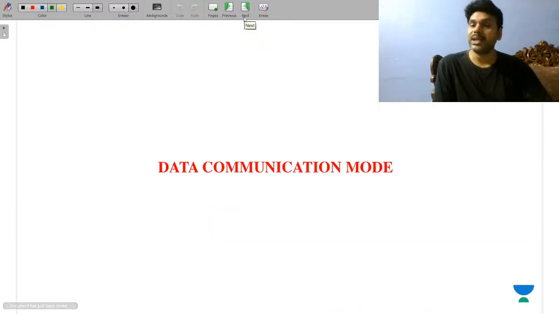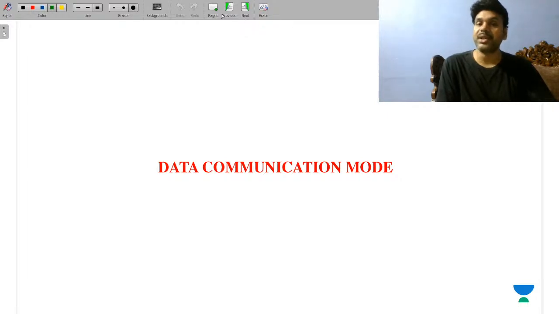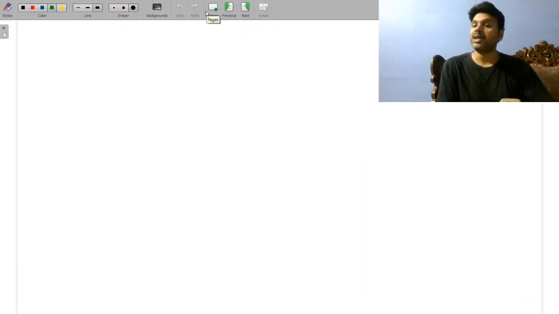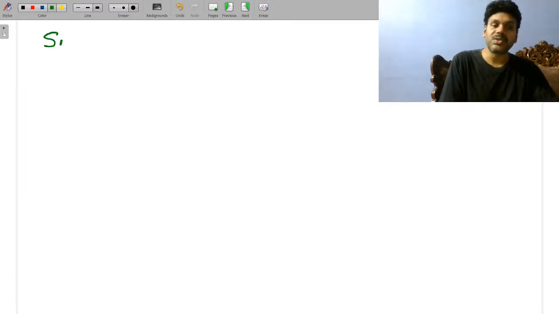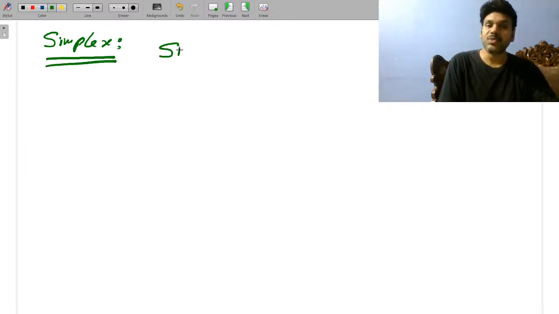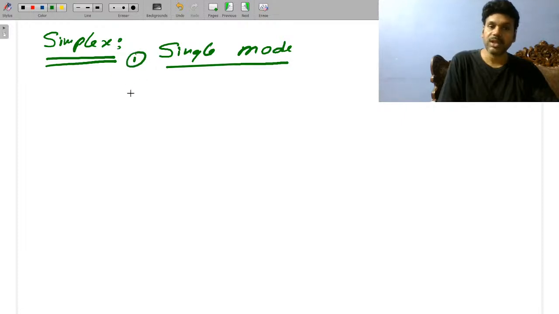And we have data communication modes. They are very useful in real-time data transmission. It tells how your data is flowing from one particular node to another. So immediately everybody understood that there is simplex data transmission. Simplex data transmission is nothing but single mode. It's not a dual mode, and many people call it unidirectional.